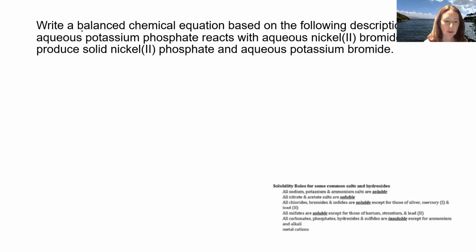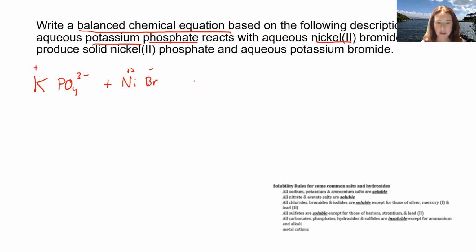Oh, this was just a balanced chemical reaction. A balanced chemical reaction on this. So potassium is K, phosphate, PO4, 3 minus, reacts with nickel 2 plus, that's the plus, nickel +2, bromide, Br, and I'll worry about the balancing charges in just a second.